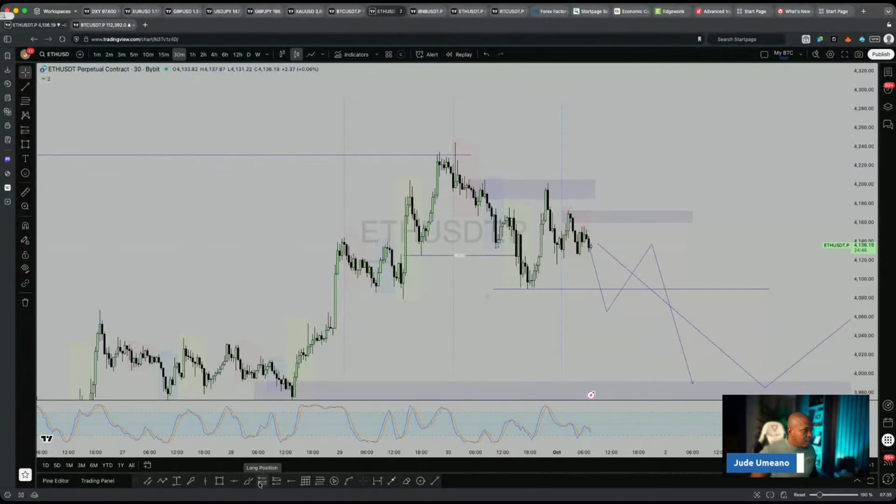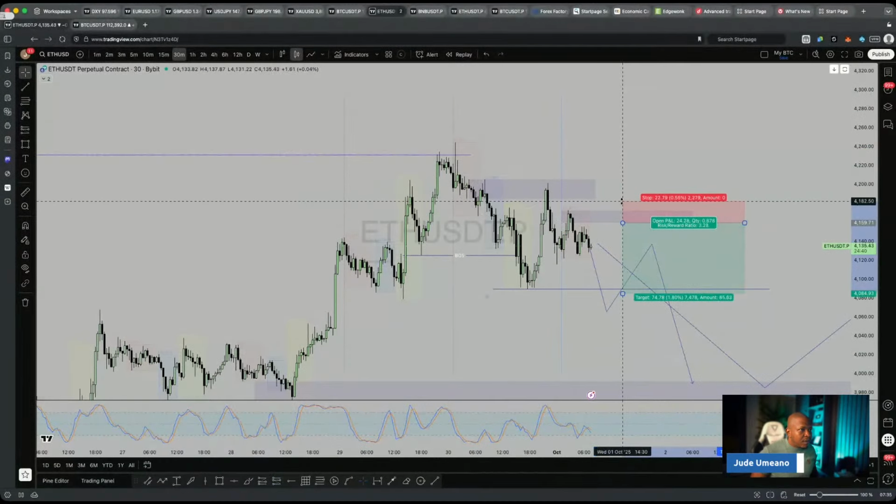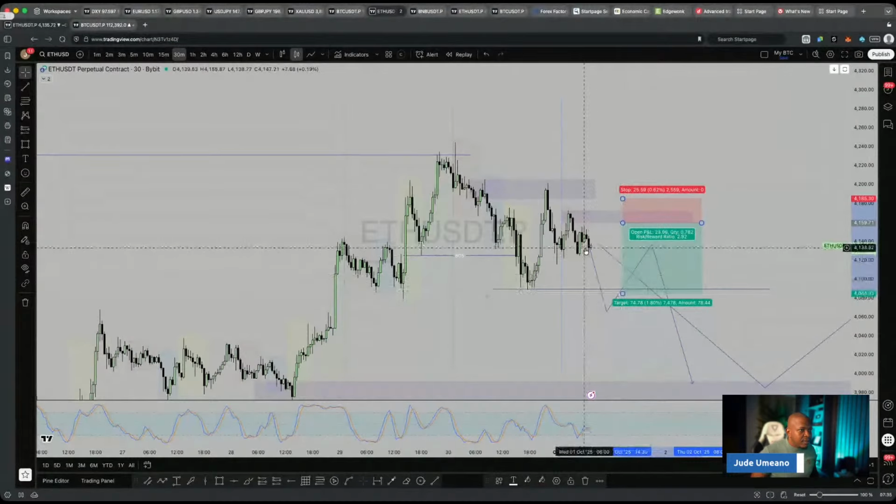This is, where is it again? Short position from here. I want to go higher a little and target here. This is what I'm looking at.